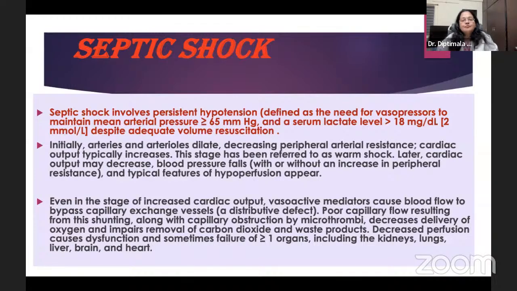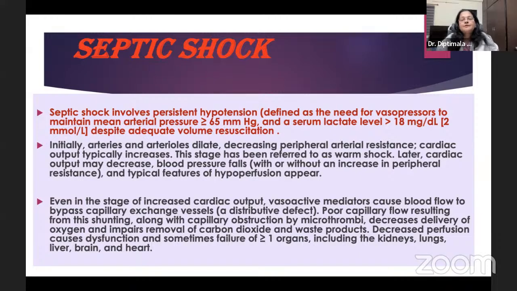Even in the stage of increased cardiac output, vasoactive mediators cause blood flow to bypass capillary exchange vessels, which is the distributive effect. Poor capillary flow results from this shunting along with capillary obstruction by microthrombi, which decreases the delivery of oxygen and impairs removal of carbon dioxide and waste products. Decreased perfusion causes dysfunction and sometimes failure of more than one organ, including the kidneys, lungs, liver, brain, and heart.